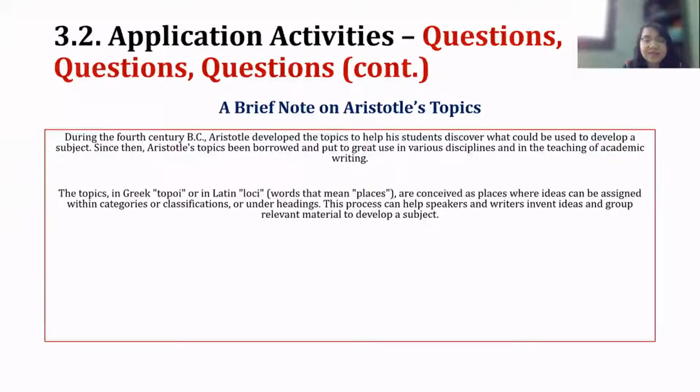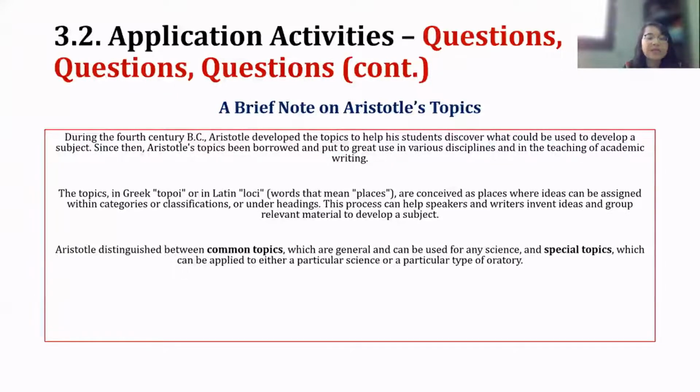The topics of Aristotle in Greek, topoi, or in Latin, I don't know how to read that. Is it loci? Words that mean places, are conceived as places where ideas can be assigned within categories or classifications or under headings. This process can help speakers and writers invent ideas and group relevant material to develop a subject.